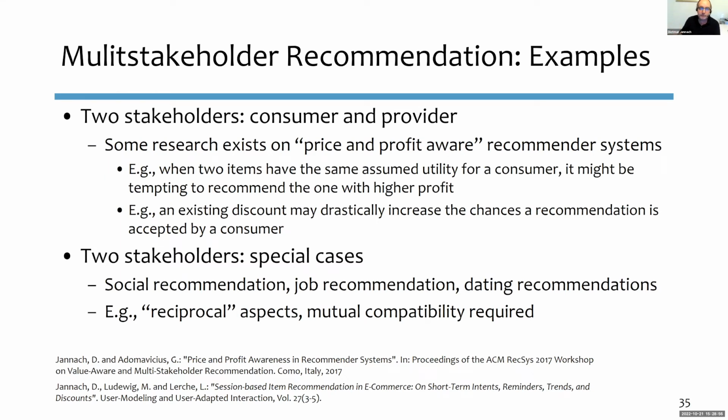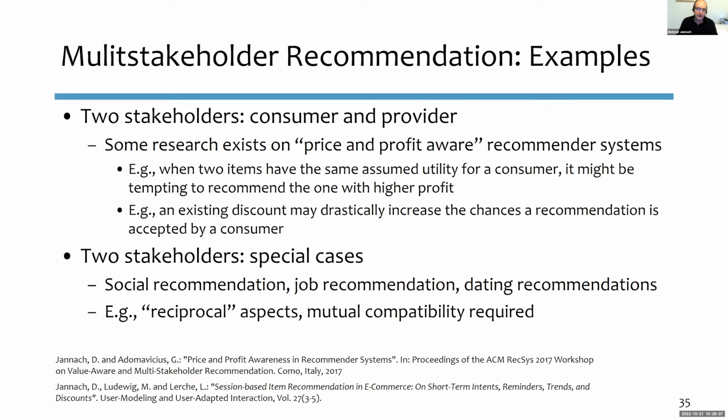So you have scenarios, we have two stakeholders like consumer and provider. And there we identified a number of works on price and profit aware recommender systems. So one idea here is when you have two items that have the same relevance for users, but one gives you slightly more profit, then why not recommend the one with the higher profit for you, right? It's not even a bad business practice. So it's the same value for the consumer. Or there's cases in an existing discount where you have a discounted items that you recommend. The chances that the recommendation is accepted will go up probably, and we had evidence for some data for that. So there are compromises to be made.